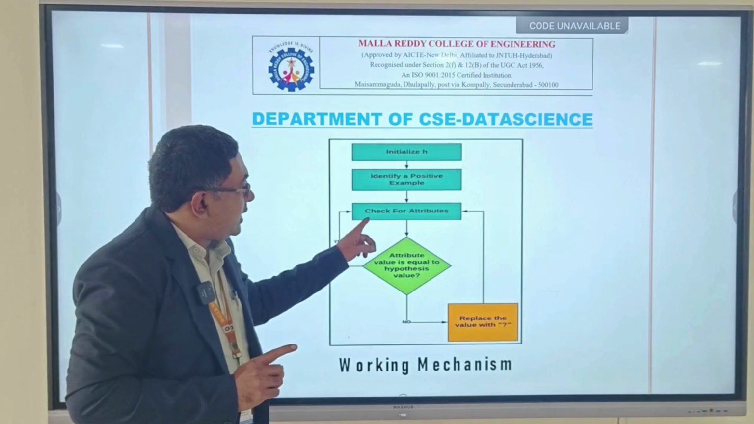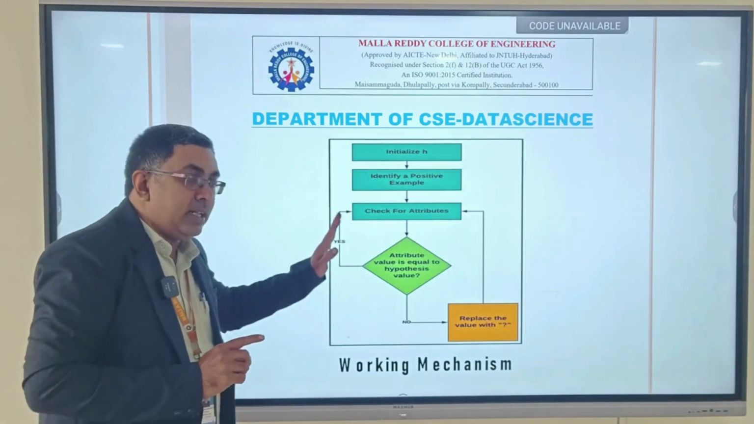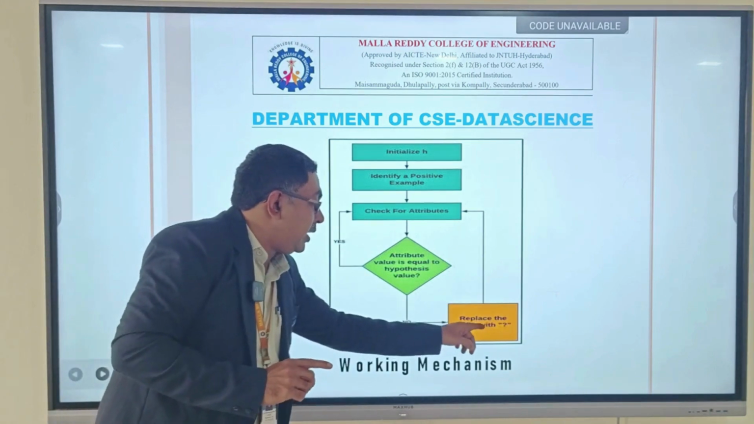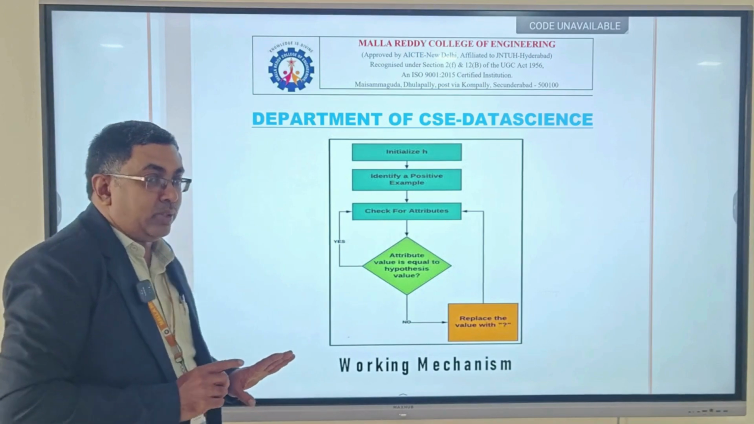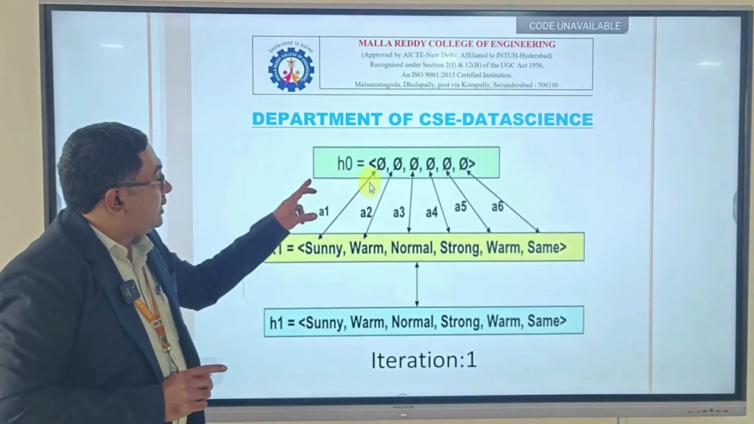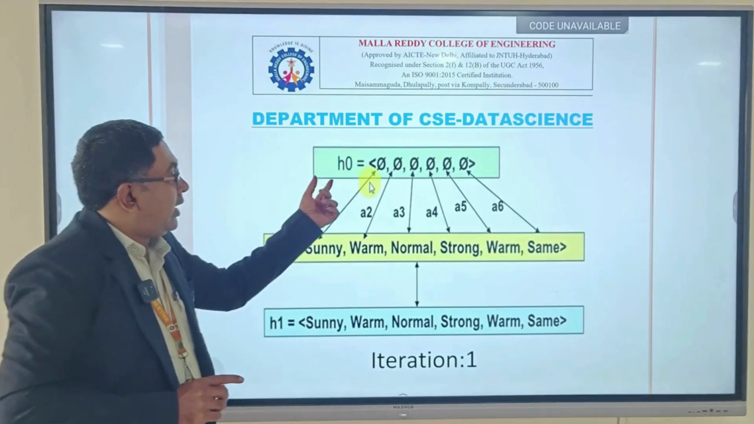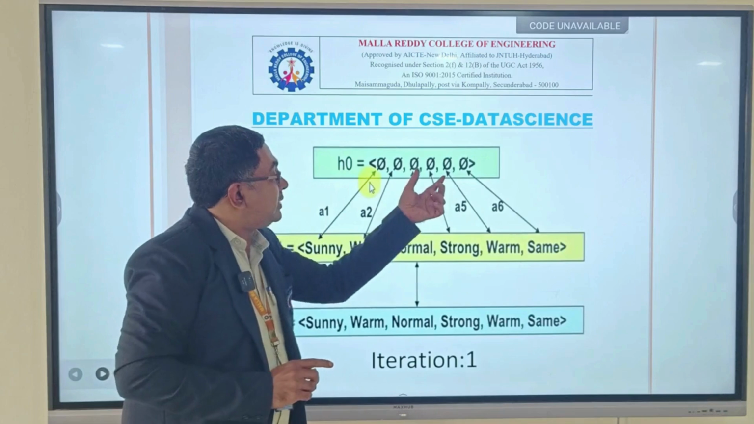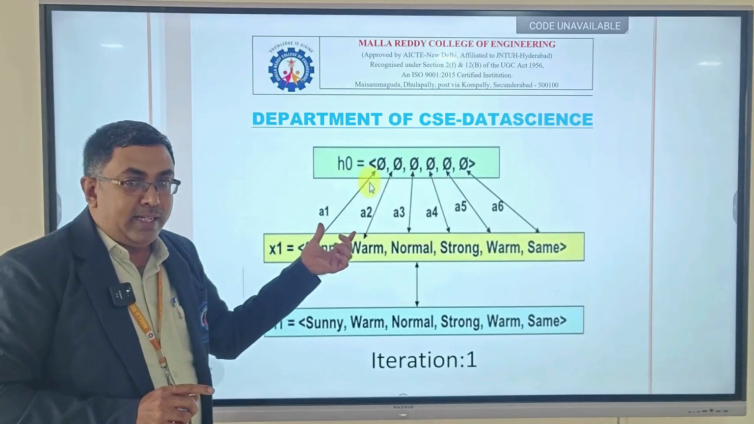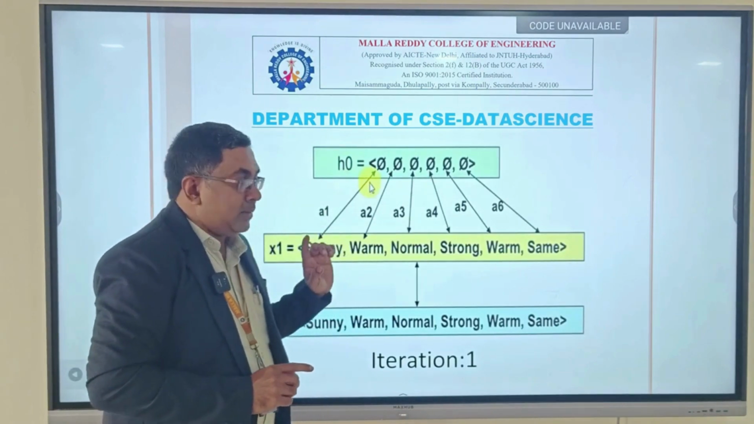Second, check each and every attribute against the hypothesis. If it is matched, you retain the same. If it is not matched, you replace it with a question mark. This is how the algorithm works. As I told you, first initialize the hypothesis with the null symbol. I have represented it 6 times, because there are 6 attributes in the data set, so I have given 6 of them separated by commas.